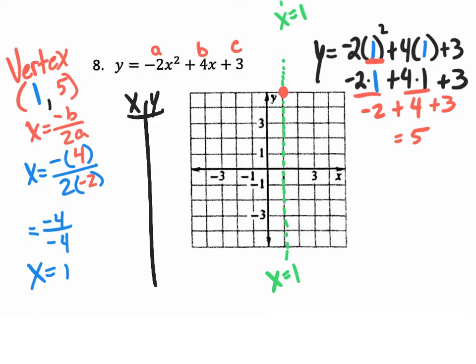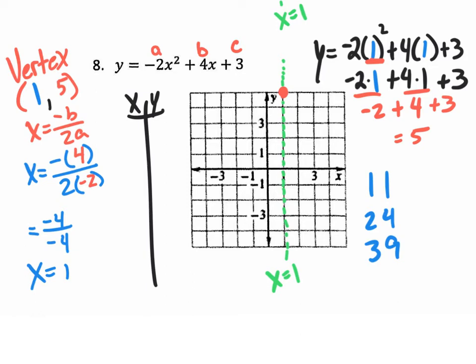Or I could remember the pattern of 1, 1, 2, 4, 3, 9. But this a value is not 1. This a value is -2. Now, the negative, all that matters is that we know that it opens down. But the a value of 2 is going to modify these outputs. I need to modify the 1 by multiplying it by that a value of 2.